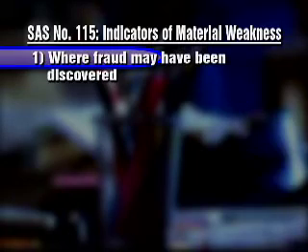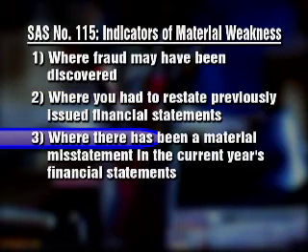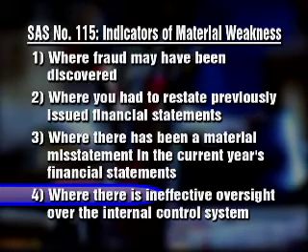Those indicators include circumstances where fraud may have been discovered, where you had to go back and restate previously issued financial statements, where there has been a material misstatement identified in the current year's financial statements, or, a general phrase, ineffective oversight by those in charge of governance over the internal control system. Those are the four indicators of a material weakness.